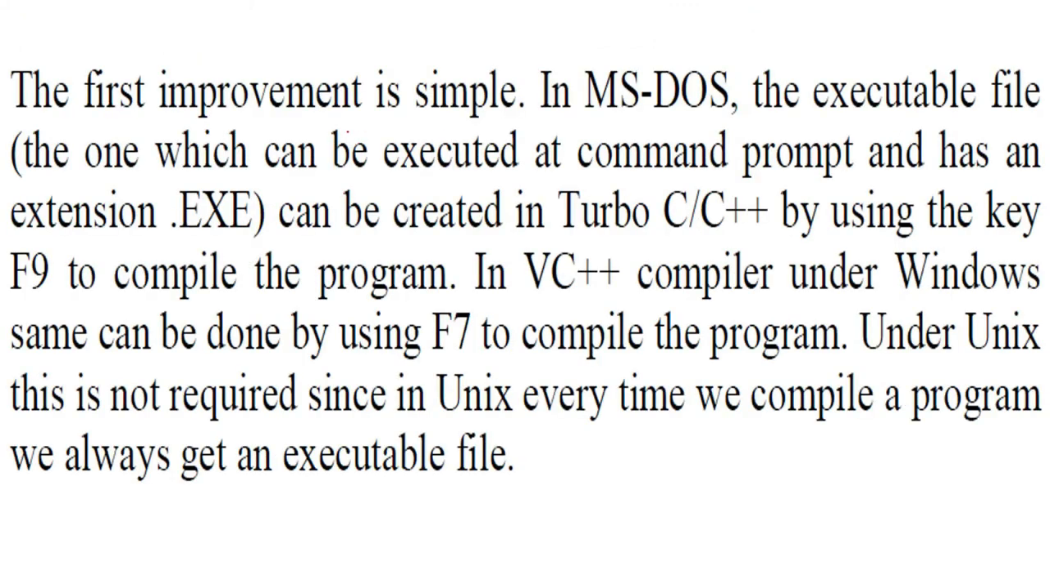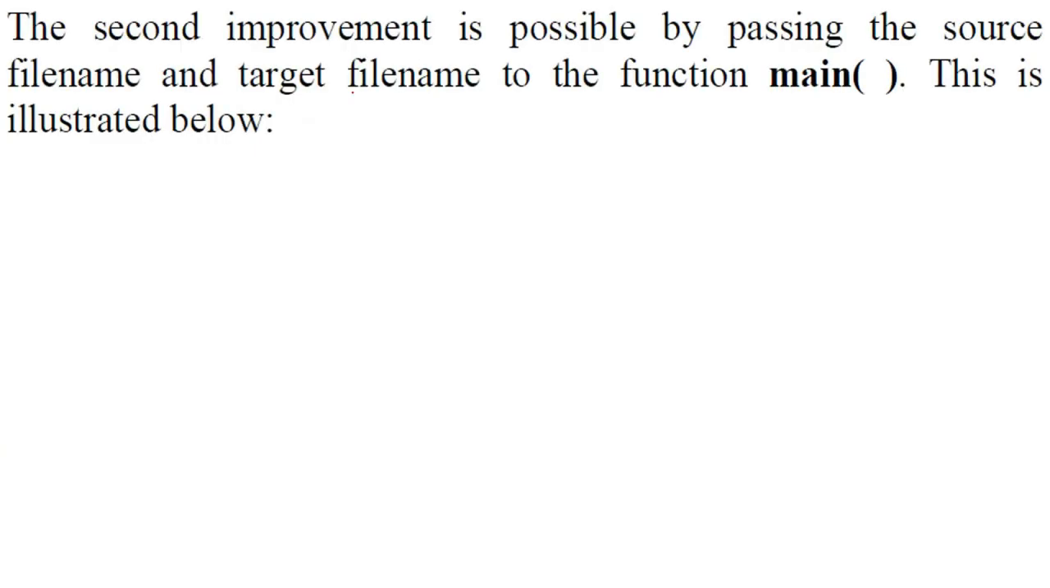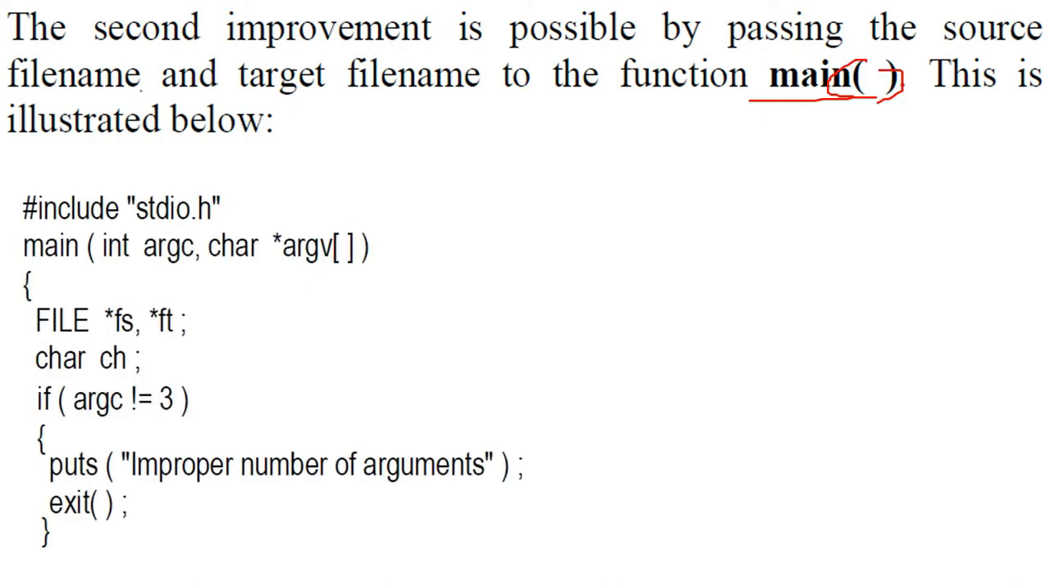The first improvement is, as I said, that the operating system provides you the command prompt. So if you transform your program into an exe and it is running successfully, you can just use the name of the program to run it. The second improvement is passing the arguments to main. Main is essentially a function because you can see the round brackets, and see how we use the source file name and target file name in this program.